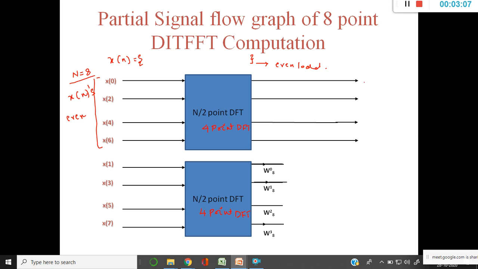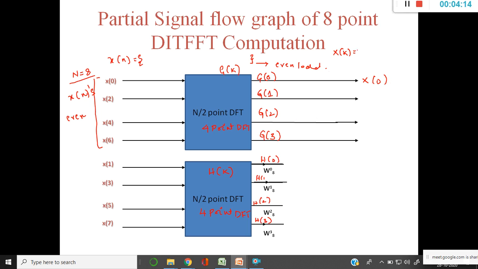Now here, whatever output I get, as I told you, this part I will be considering as g of k, and this part is with respect to h of k. You already know how we are going to get g of 0, g of 1, g of 2 and g of 3. So these are the outputs of the even sequence. Here I will be calling the outputs h of 0, h of 1, h of 2 and h of 3.